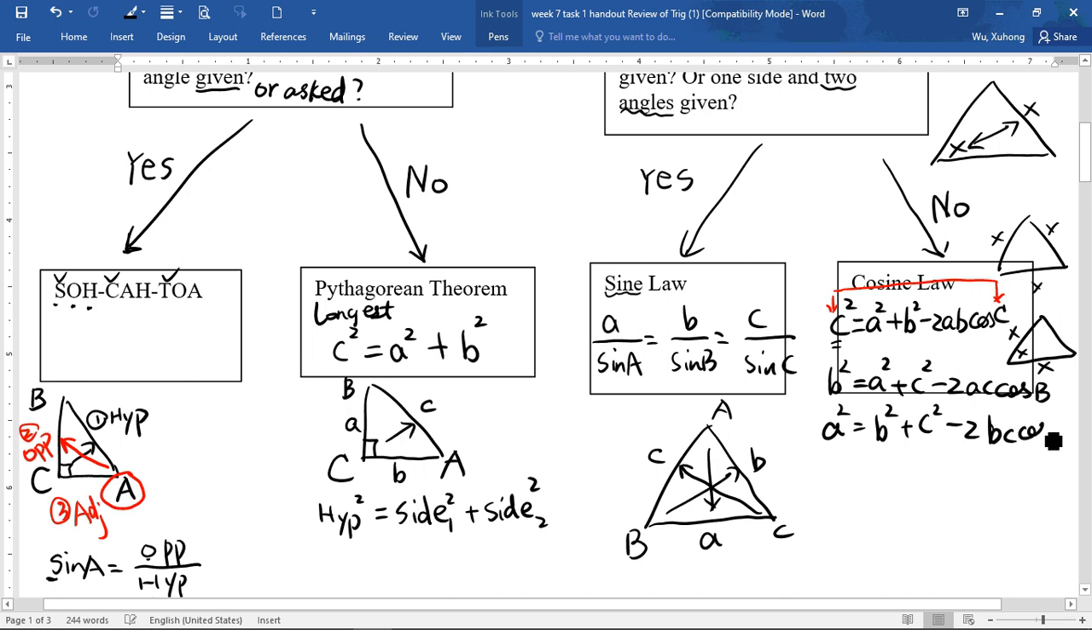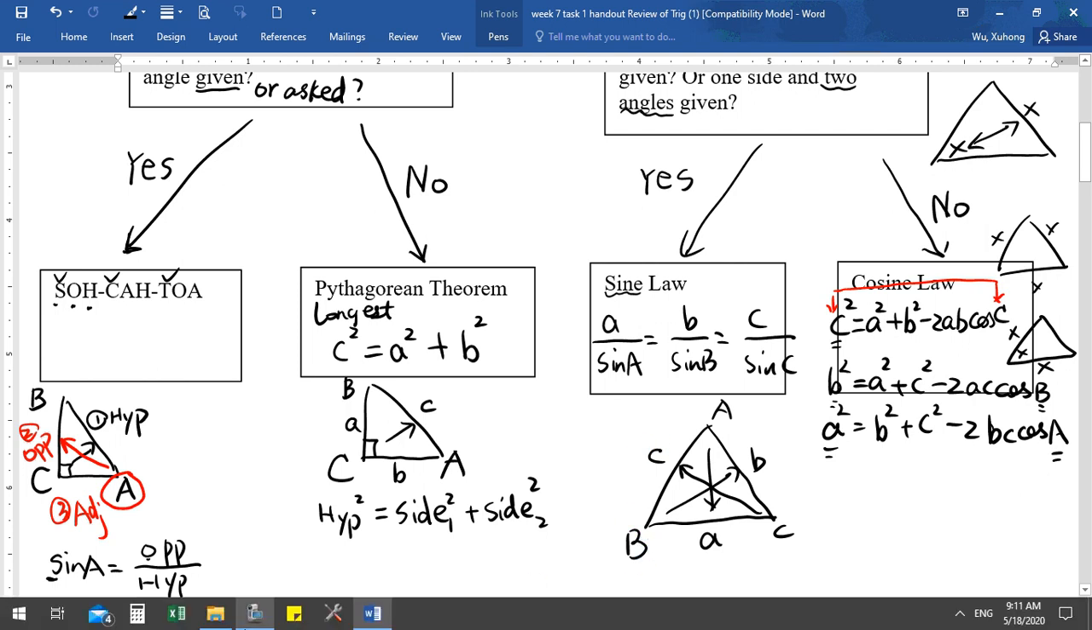Other two sides, then angle A, so side A, angle A. If you are looking for angle B, then use B squared. If you are looking for angle A, then use A squared. Or if angle A is given and you look for side A, use the last one. So the next page, we are going to have examples. We are going to see when you are going to use which one, okay?